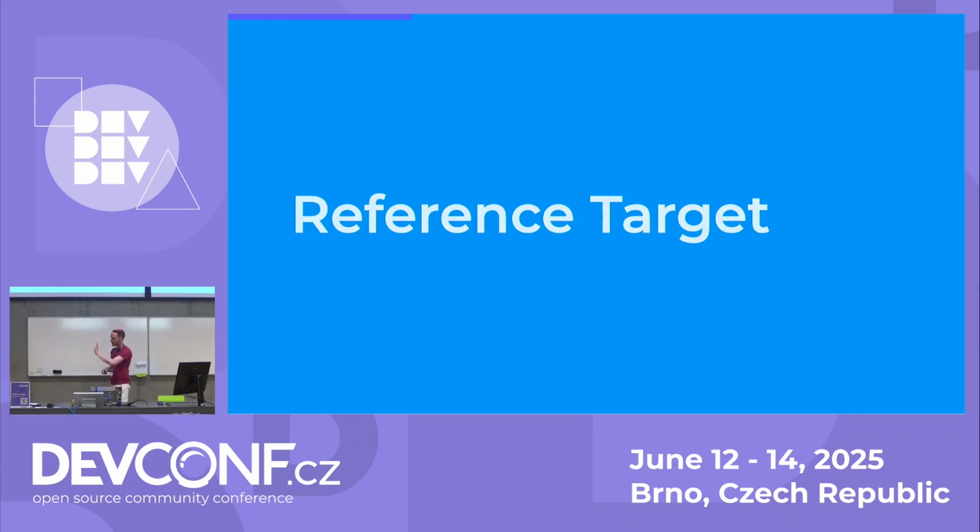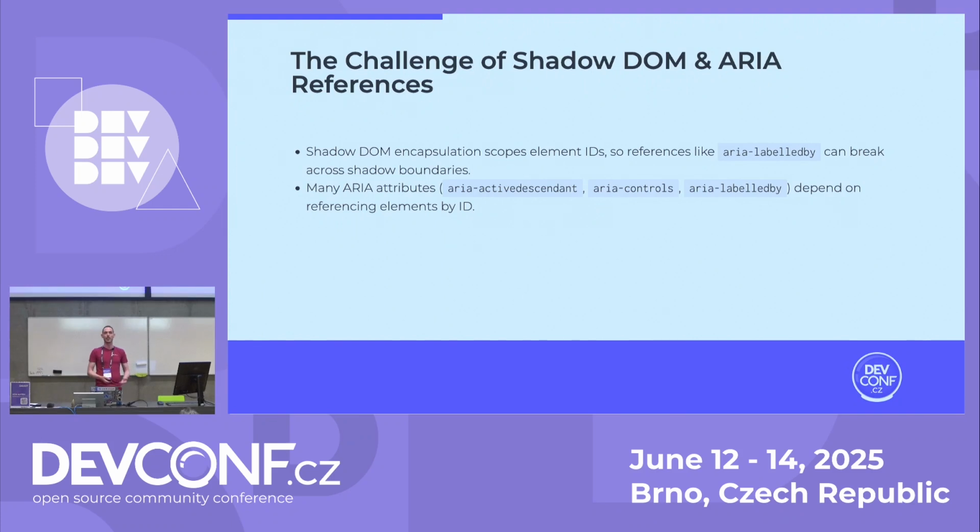OK, the next one on our list is called reference target. Now, this is a pretty big one. The problem that reference target is trying to solve is called cross-route ARIA. If you're familiar with this problem, you're probably feeling a little bit of a gripe there in the gut region. I know I am. The problem of cross-route ARIA refers to how to make semantic connections between elements when those elements exist in different routes. Let me explain what I mean by that.